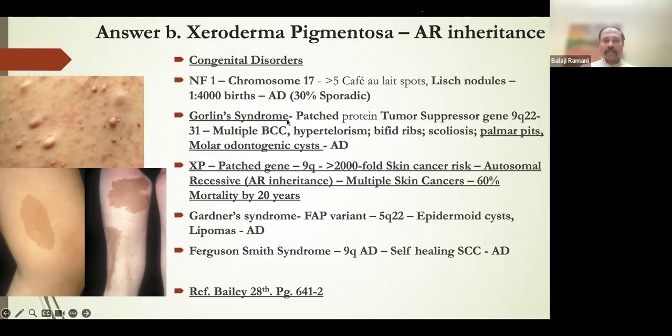So you will have palmar pits, and you will have molar cysts. All of these are features of Gorlin syndrome, which is autosomal dominant with a PTCH gene at the 9q22 locus. Multiple BCCs are the most common presentation. So these are some of the inherited syndromes.